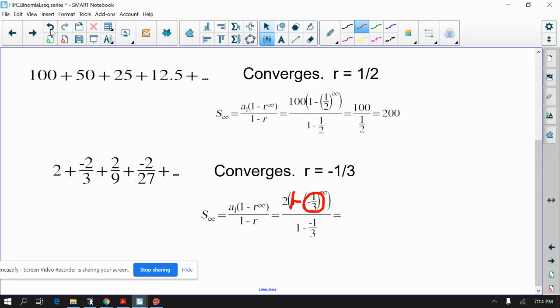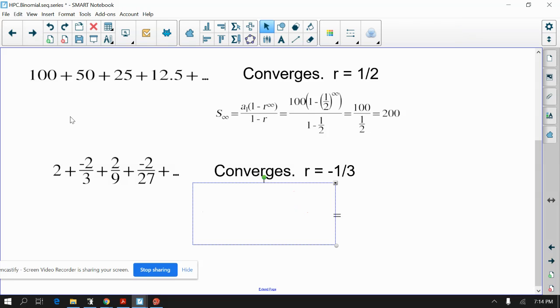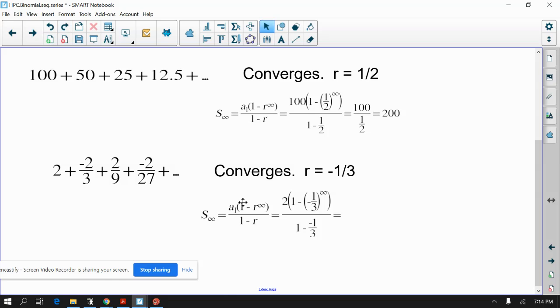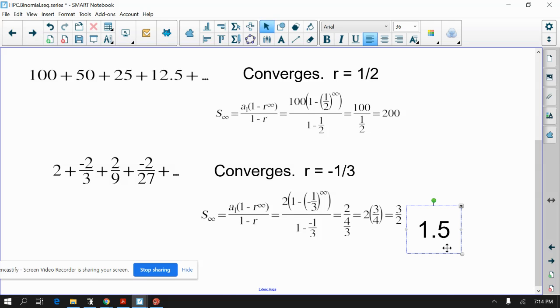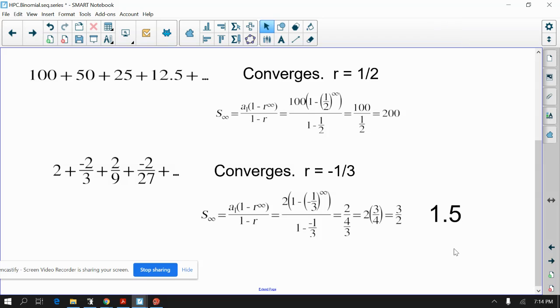But don't forget these negatives are slippery, and I made a mistake when I was preparing for this. I forgot the negative down here. It's 1 minus r. R is negative 1/3. So 1 minus negative 1/3 gives you 4/3. And 2 divided by 4/3 is the same thing as 2 times 3/4, which is 3/2. So 1.5. The whole thing adds up to 1.5.